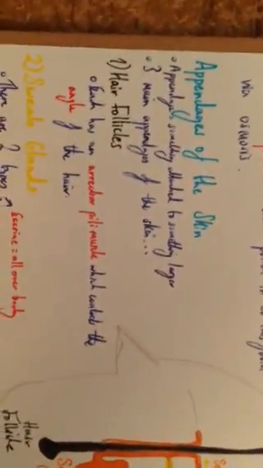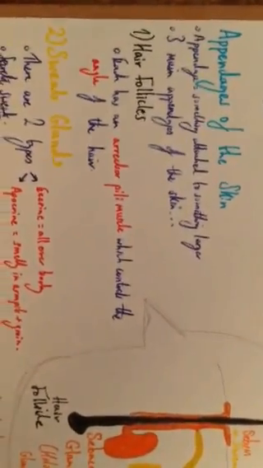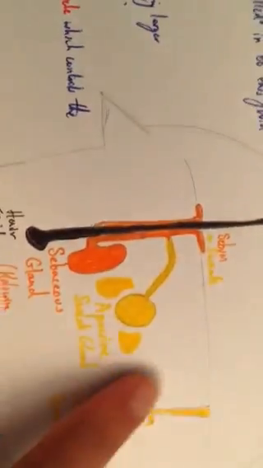Cool. So I'm going to talk about something called appendages of the skin. What's an appendage? It's something attached to something larger. So here are a few examples of appendages of the skin. There are 3 main appendages. Hair follicles. Here's our hair follicle. Each has an erector pili muscle which controls the angle of the hair. So there is an erector pili muscle here, and it will control the angle of the hair.